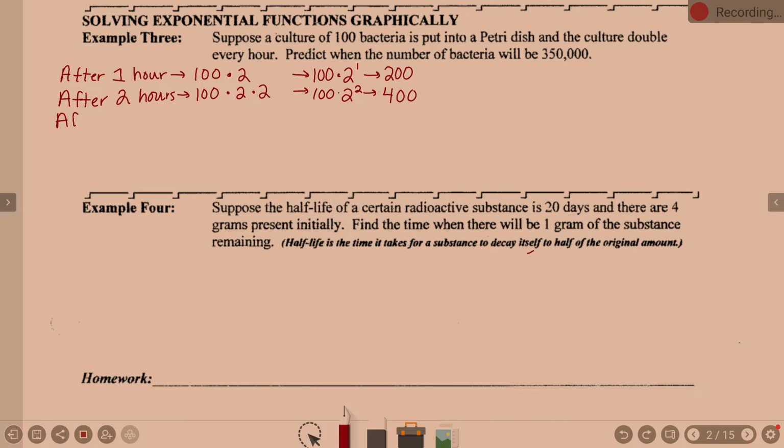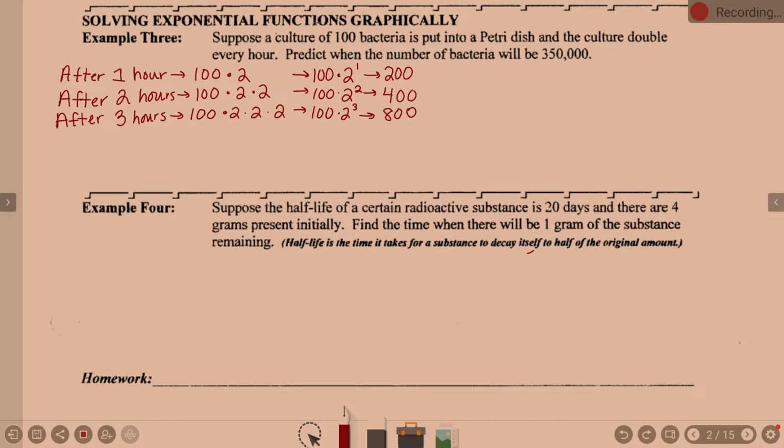One more round. Where are we going to be after 3 hours? After 1 hour, we were at 200 bacteria. After 2 hours, we were at 400. Where are we going to be after 3 hours? We're doubling, so we're going to be at 800 bacteria, yes? Now, if we break this down into pieces, where does that 800 come from? The initial 100 times 2 for the first hour, times 2 for the second hour, times 2 for the third hour, which is 100 times 2 to the third.